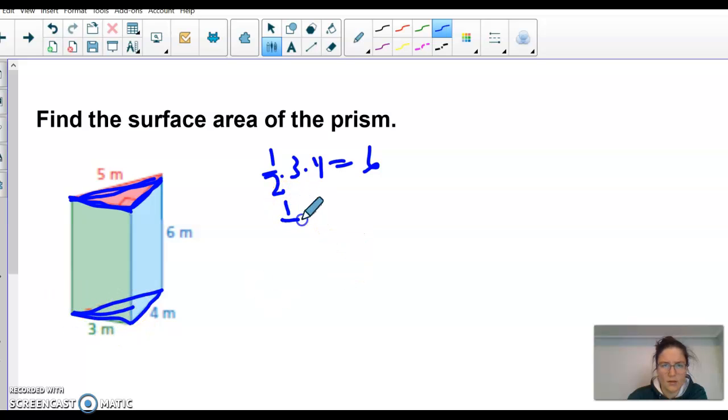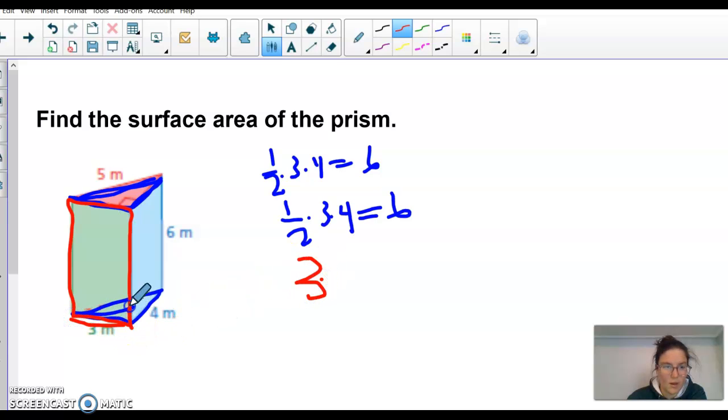Again, it's half of 3 times 4. That's 6, because 3 times 4 is 12, and half of 12 is 6. So let's do this rectangle I see in front. That's going to be 3 times the height, and the height is 6 because of that height right there. So 3 times 6 is 18.